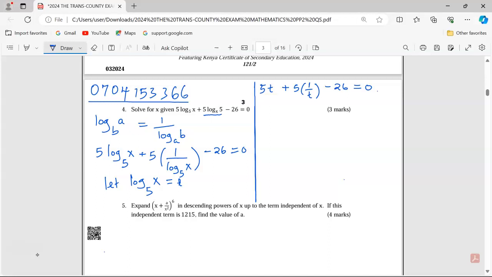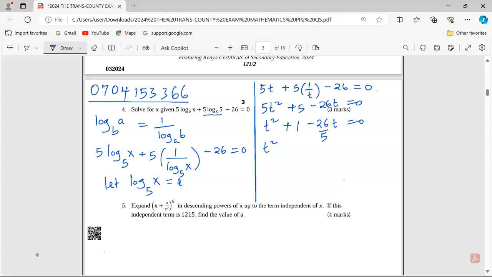So I can multiply through by t so that I work without fractions. This will be 5t squared plus 5 minus 26t equals 0. That is after multiplying every term by t. The equation is becoming quadratic in nature, and now I can solve it to get the value of t. I can divide through by 5 so that I may solve using the completing the square method. This will be t squared plus 5 over 5, which is 1, minus 26 over 5 t equals 0.